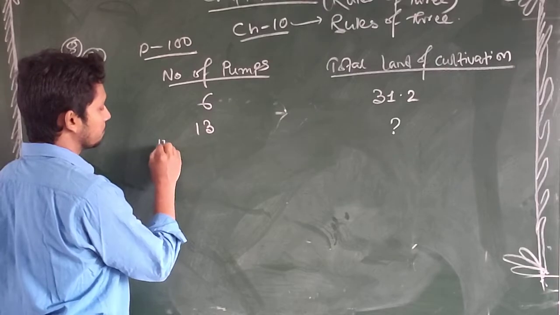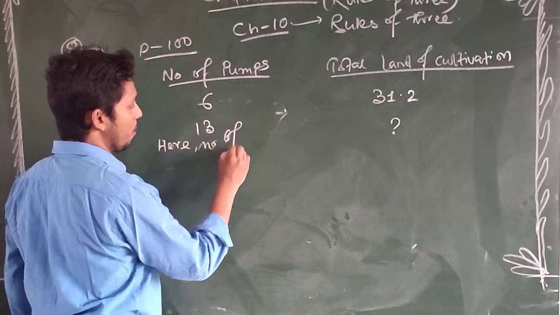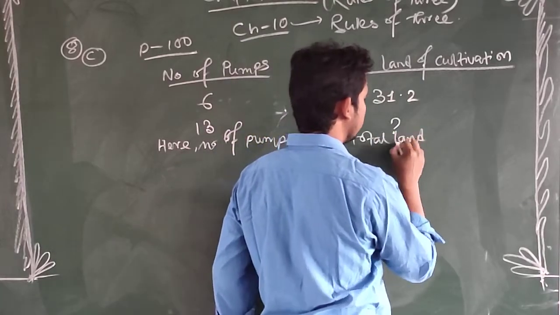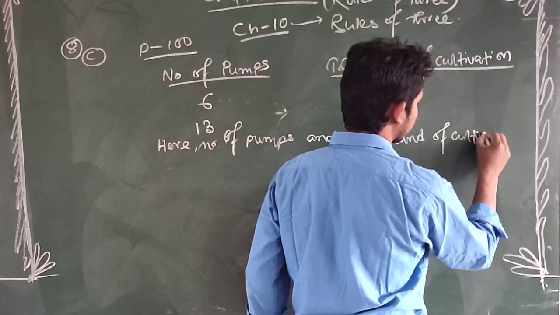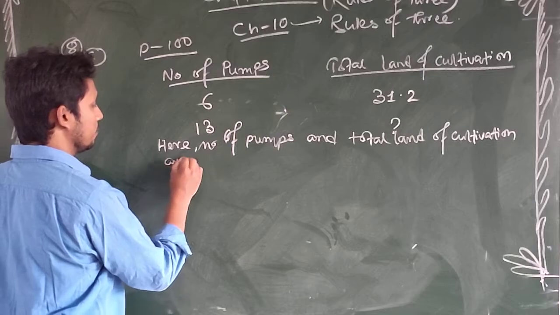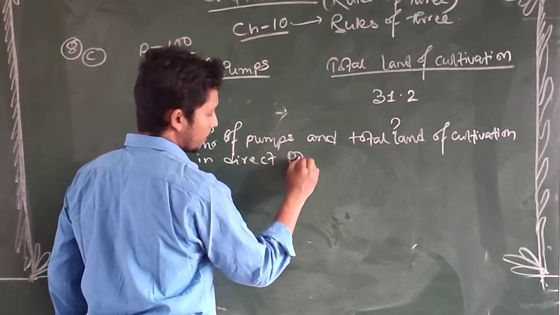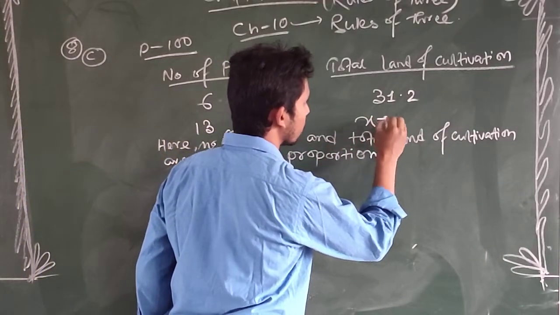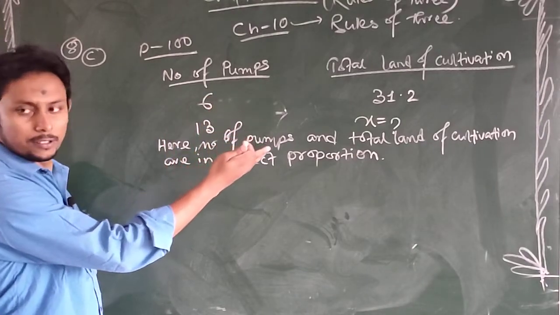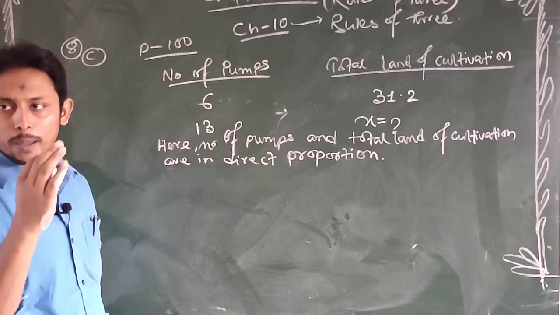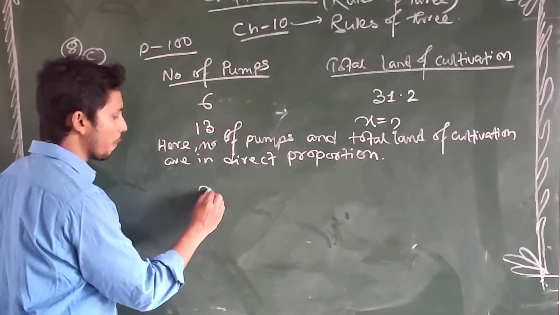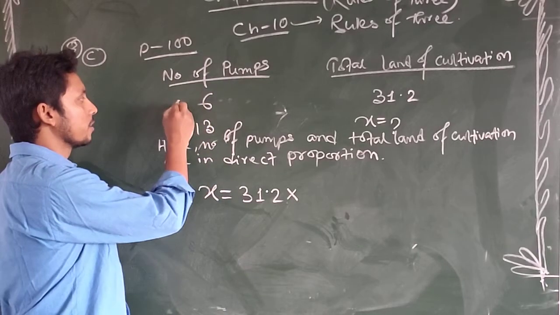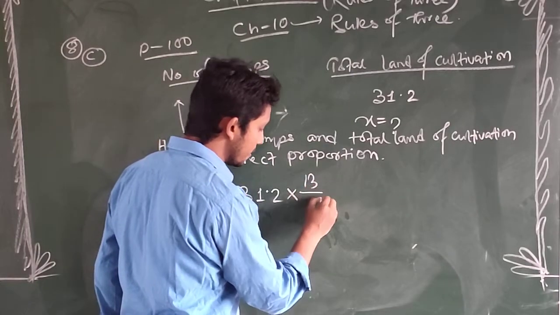Okay, so now here the number of pumps and the total land of cultivation are in direct proportion. If that is in direct proportion, then what? Suppose this one is X. So then 13 pumps can give water to X amount of land. So we need to find the value of X. For that, here 31.2. If that is direct proportion, here it will be reversed. That means 13 will be at up and 6 will be at down. Understood or not?